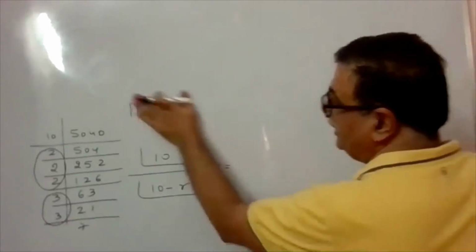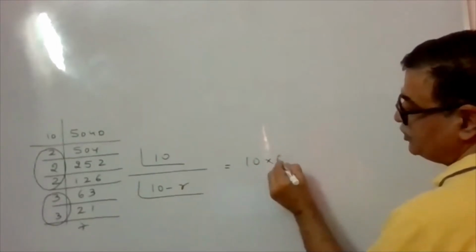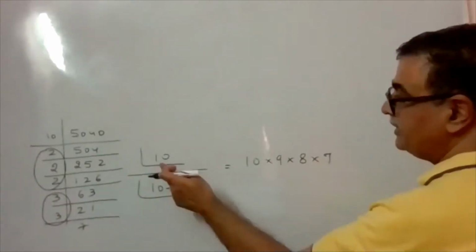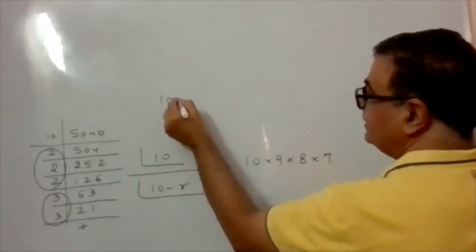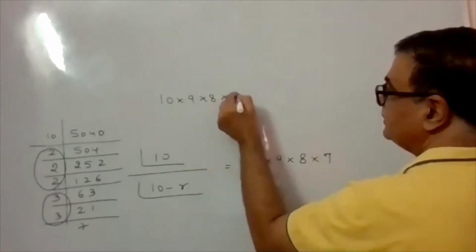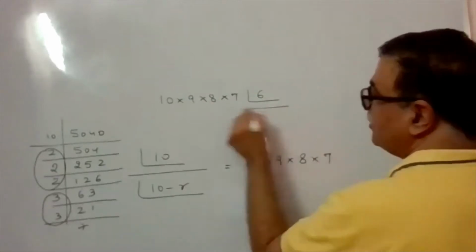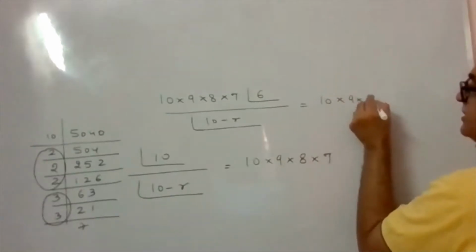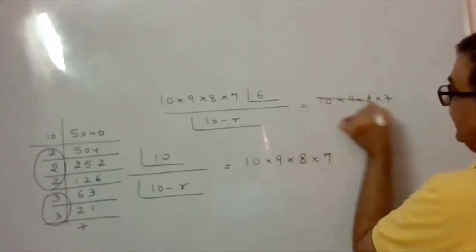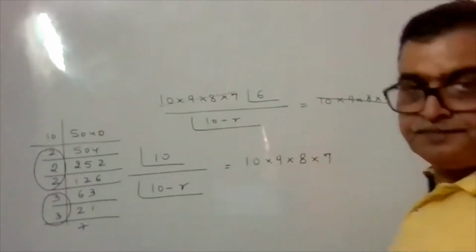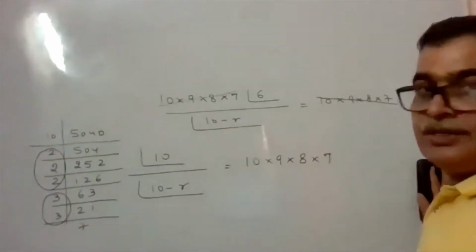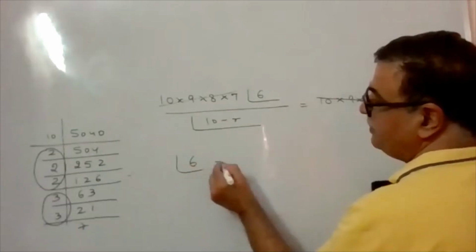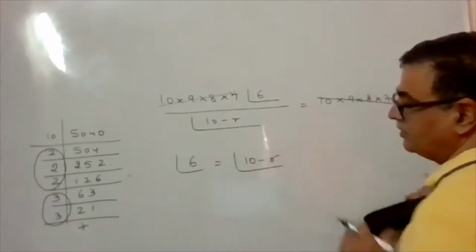So in place of this, what I can write? 10 into 9 into 8 into 7 will write. If you write this now, it is clear how many times we should open it. 10, 9, 8, 7, left is factorial 6. By factorial 10 minus r is 10, 9, 8 and 7. 10, 9, 8, 7 clearly get cancelled out. Is it right? When it is clearly get cancelled out, what I should have, factorial 6 will be factorial 10 minus r.